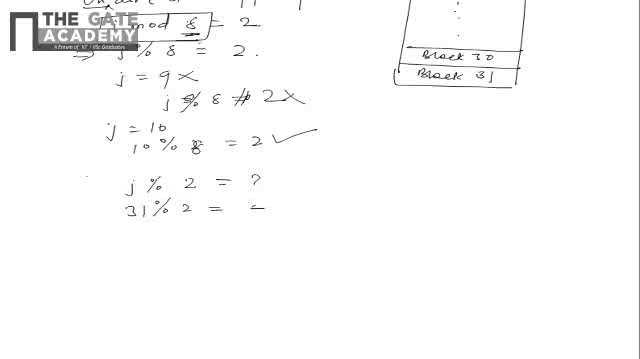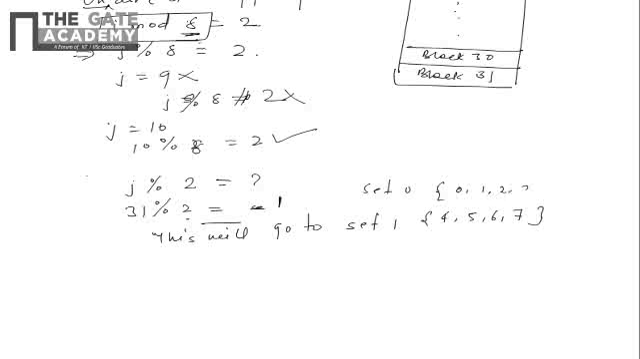31 modulus 2 will be 1. So this will go to the odd set, that is set 1. In set 1, how many blocks are there? 4, 5, 6, 7. In the options, only 7 and 2 are mentioned. 2 is from set 0, which contains 0, 1, 2 and 3, and set 1 contains these values. So 7 is present, so our answer will be 7. So the answer will be 10 comma 7. So the answer is A.